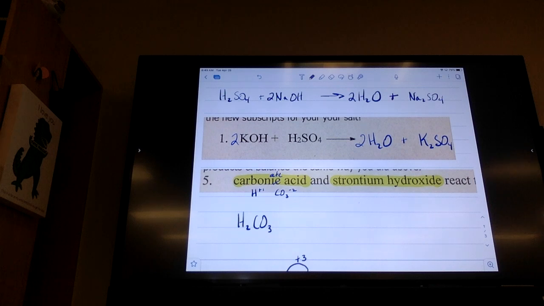All right, strontium hydroxide. This one's hard. I hope everybody was able to get it, but I bet some of you struggled with it because strontium is a +2. Hydroxide is always a -1. So what's going to be weird about this one?